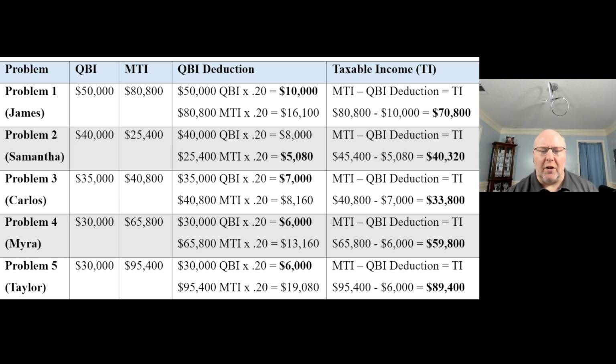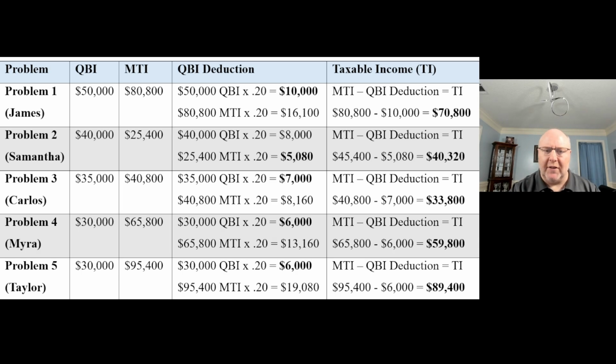Let's look at Carlos. Nothing fancy about Carlos's situation. We have $40,800. There were no capital gains. So we take the $40,800 minus the $7,000 for the QBI deduction, and now we have taxable income of $33,800. We're doing the same thing for Myra and Taylor. There weren't any capital gains on either of those. So it's the same process of figuring out our modified taxable income minus our QBI deduction, which gives us our taxable income.